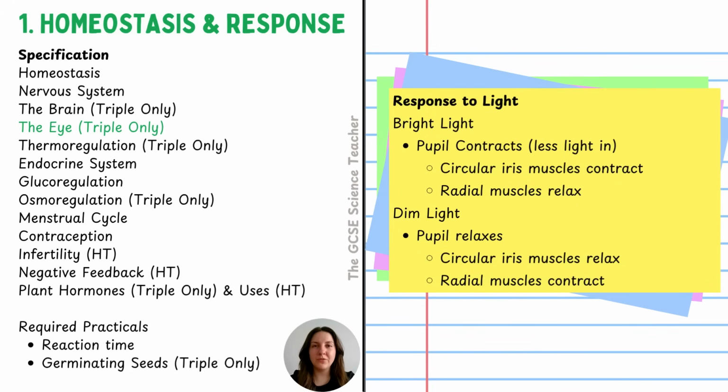The eye responds to different stimuli in terms of light. In bright light, the pupil contracts so less light can get into the eye. The circular iris muscles contract and the radial muscles relax, allowing this to happen. In dim light, pupils actually relax, meaning the circular iris muscles relax and the radial muscles contract.